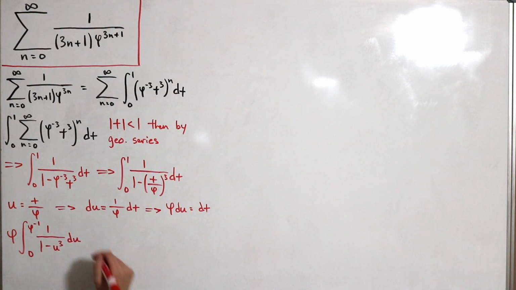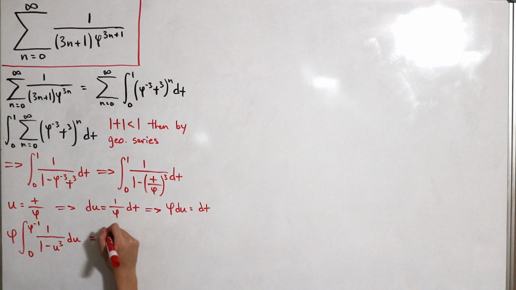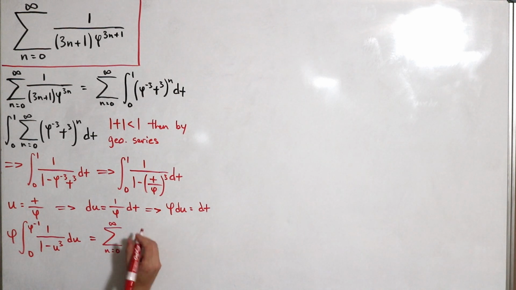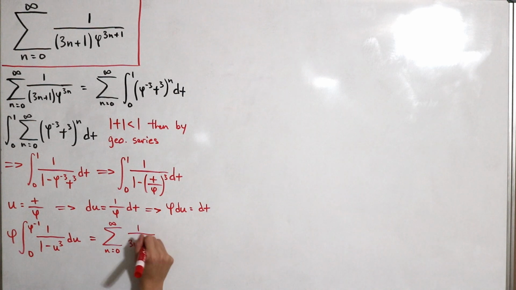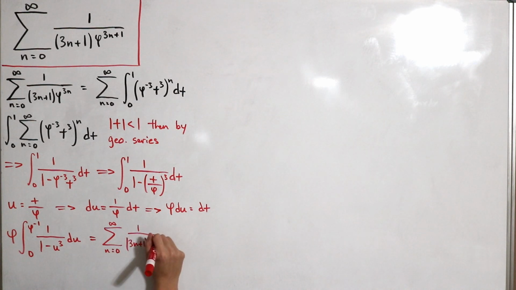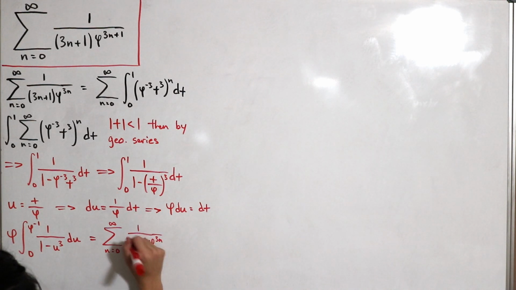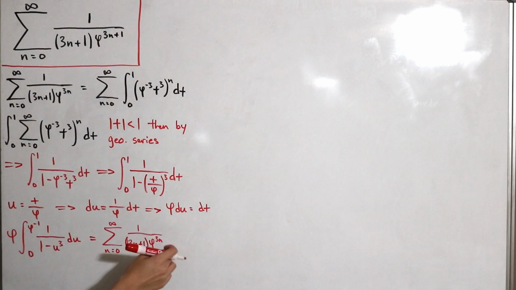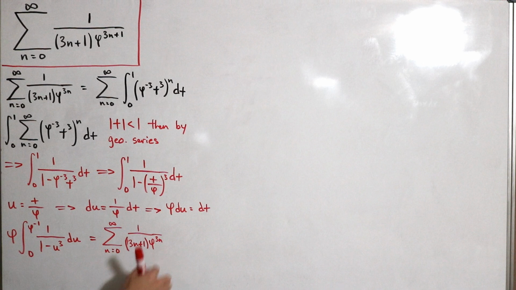So what we established so far is that this is actually just equal to the infinite sum that we were just analyzing: the sum from n equals 0 to infinity of 1 divided by 3n plus 1, times phi to the power 3n. Since we're given the plus 1, we just multiply the constant phi to both sides, or in this case divide since it's under the denominator, and you'll see that the phi will just cancel out.